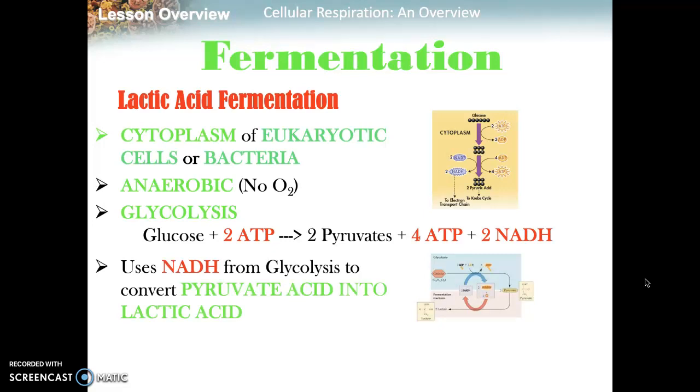The NADH, in turn, the energy from that is used to convert pyruvic acid into lactic acid. Okay, so we do not gain that energy from the NADH. It is in turn used to do a conversion of the pyruvic acid into a substance called lactic acid. Now, lactic acid does build up in your cells. Okay, it's what makes your muscles sore. Okay, if you continue to use this type of fermentation, your muscles will build lactic acid up and will become very, very sore.